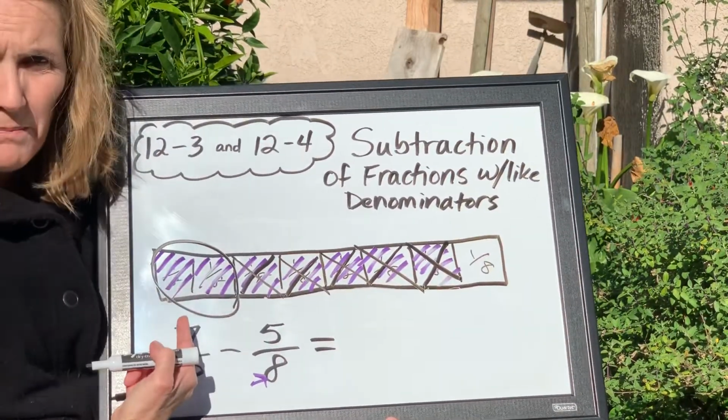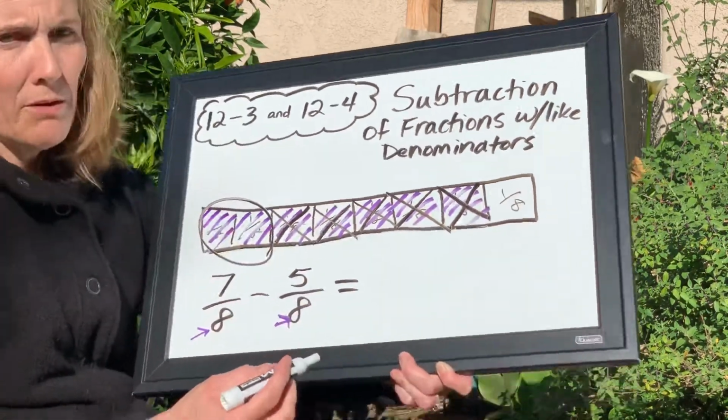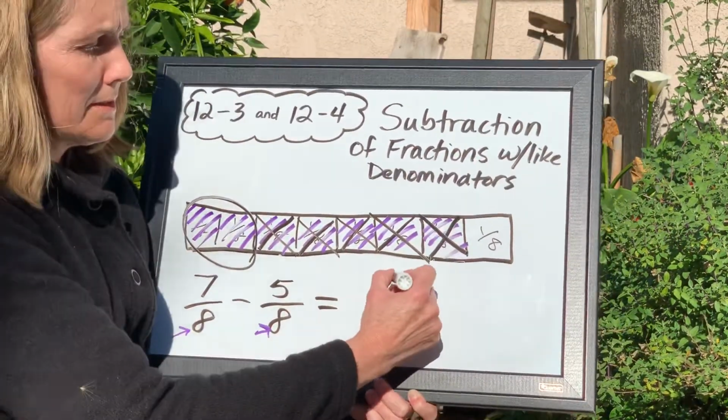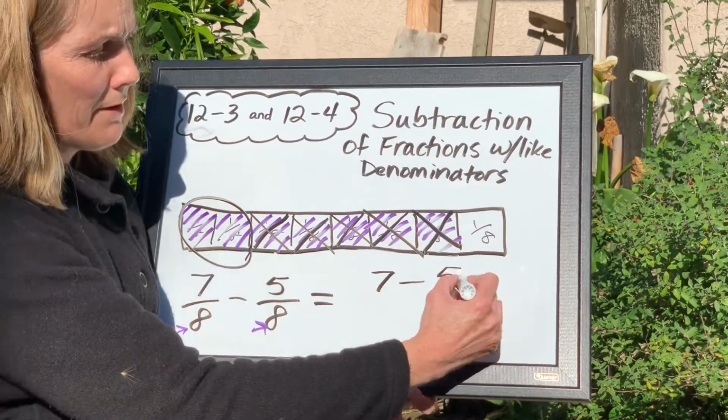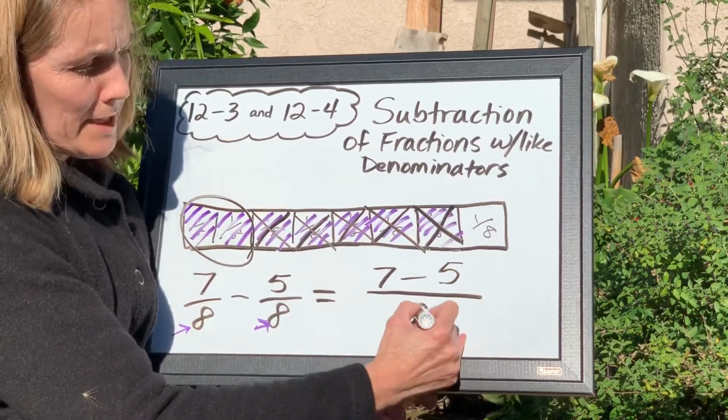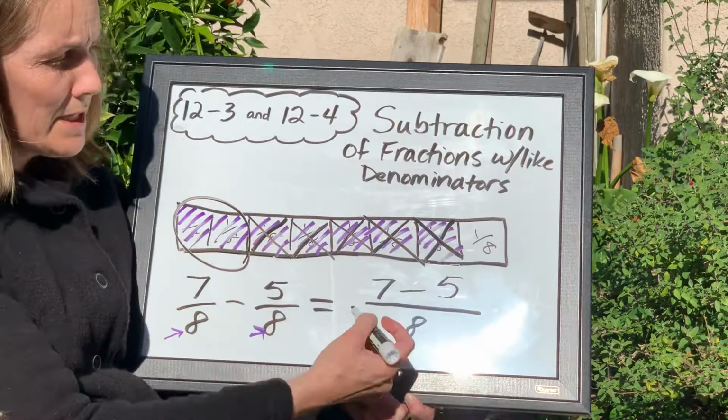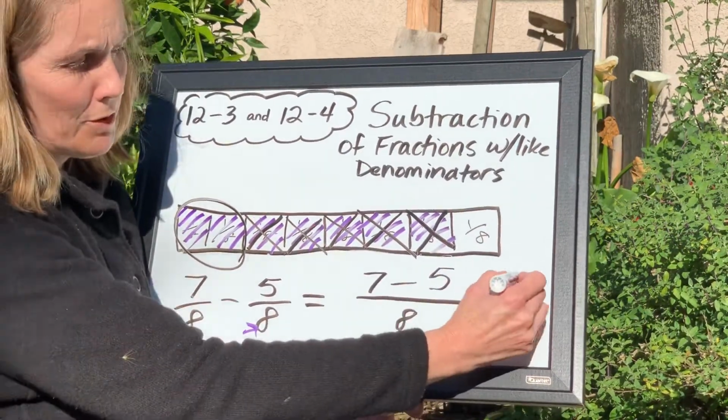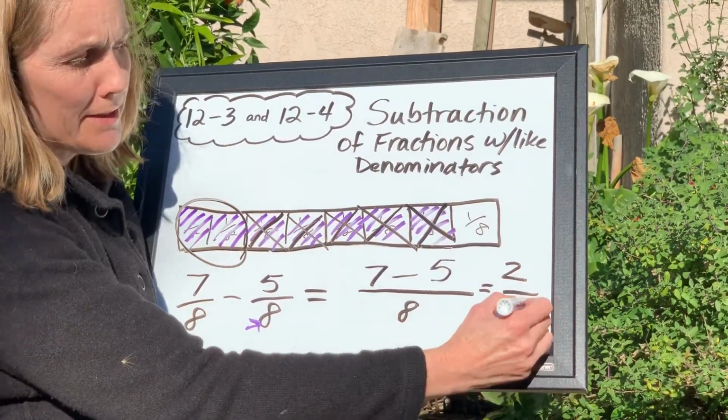So what would that be? Right, 2/8. The simple algorithm, when you rewrite it, looks like this: 7 subtract 5 over 8, because they're the same denominators. That's pretty easy. 7 subtract 5, 2, over 8.